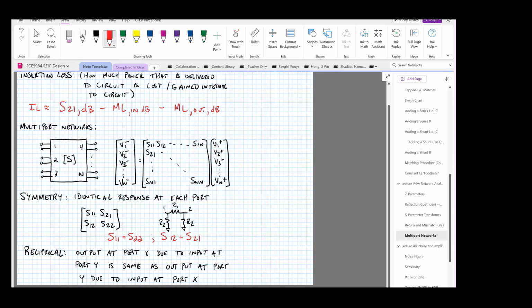We can also have reciprocal networks. These are similar. The output at port X due to an input at port Y is the same as the output at port Y due to an input at port X. All networks that are symmetric are reciprocal, but it's not necessarily the other way around.